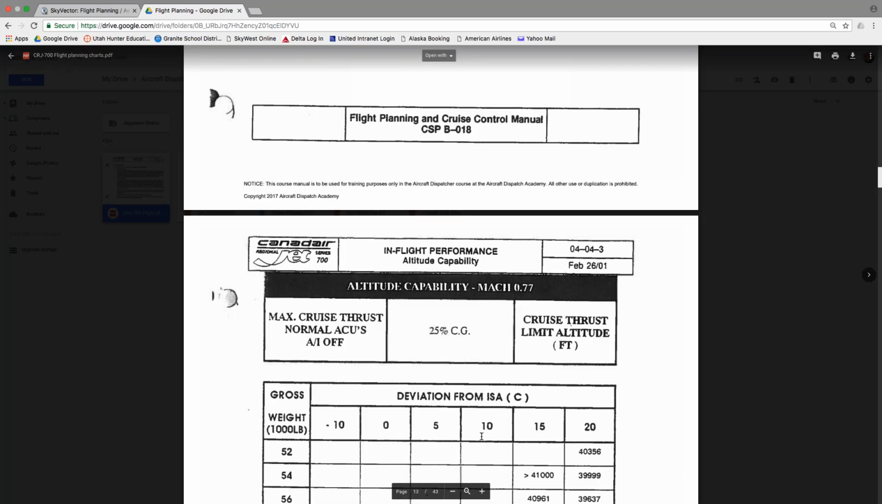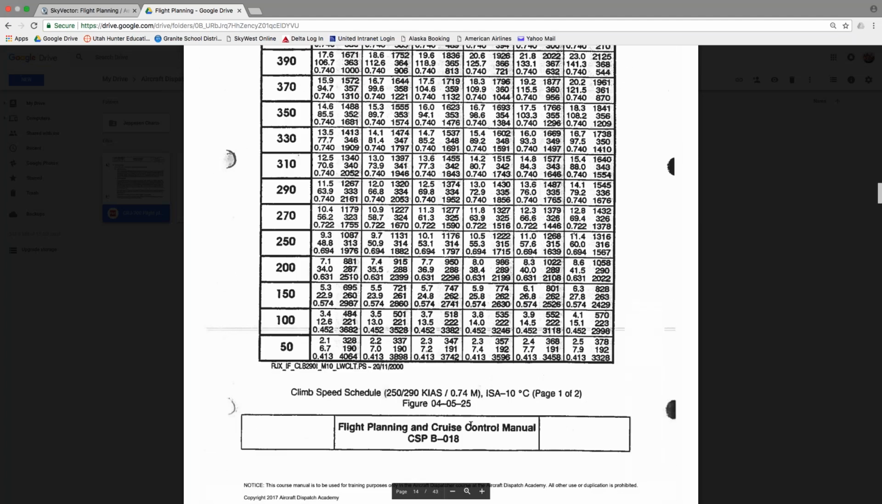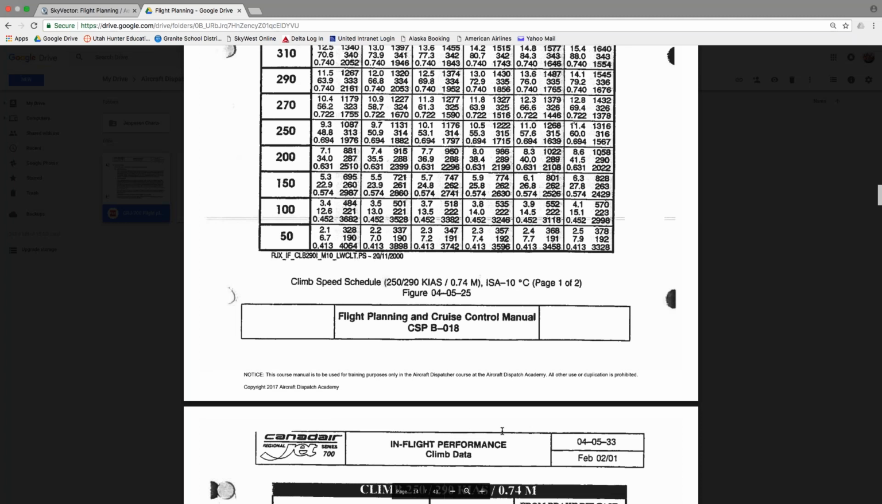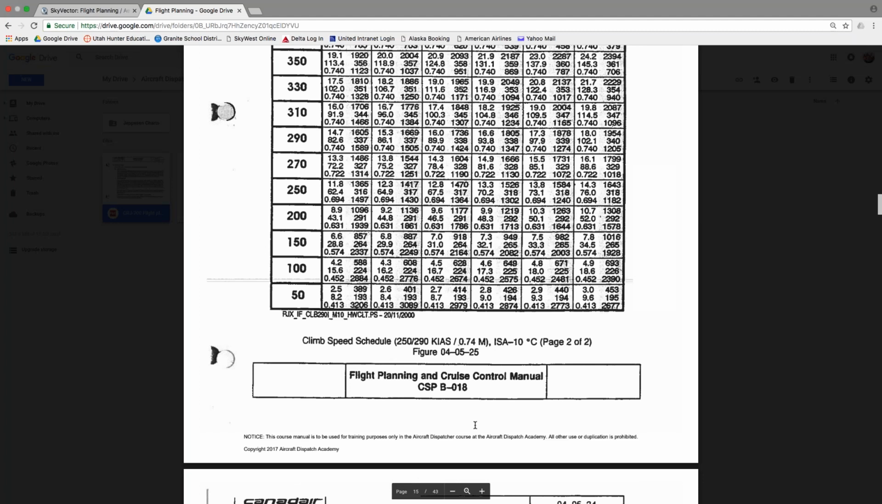It's this one. Does it give you the top of climb? Yeah, it'll give you the mileage, the distance. So you have to base that off your takeoff weight and your ISA deviation, right? And what altitude you're flying to.